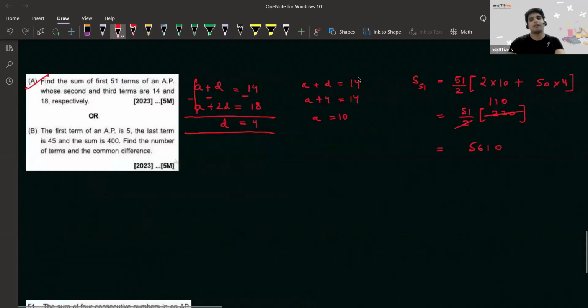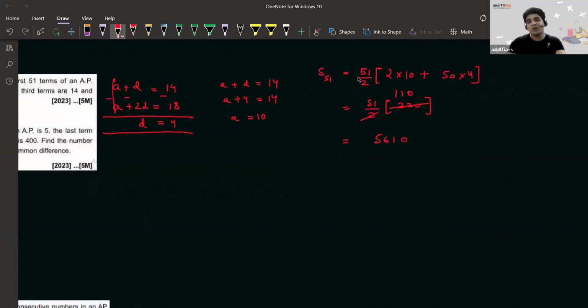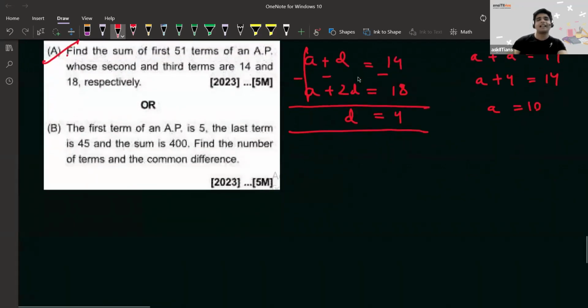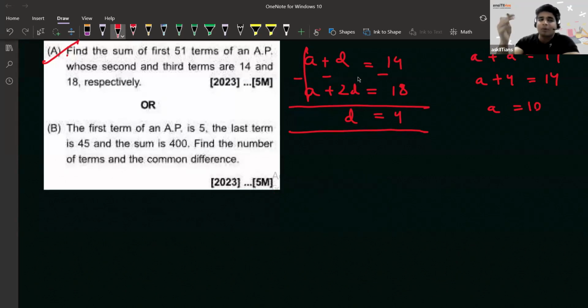So you will say, sir, this is a 5-marker question. Yes, it is a 5-marker question, everyone. So please choose your questions wisely. You should be able to solve at least 30 to 40% of the question in your brain. Not the question as a whole, but you should be able to go through the whole question in your brain: I will do this, then I'll do that, and I'll be able to get the answer. So think about a question for a while and then start with your pen.